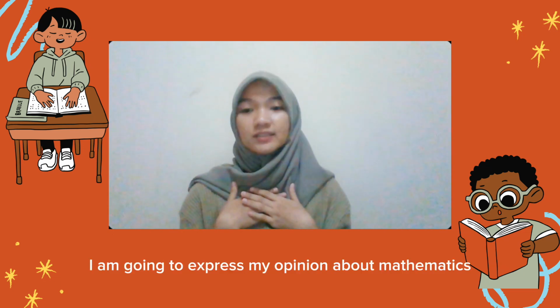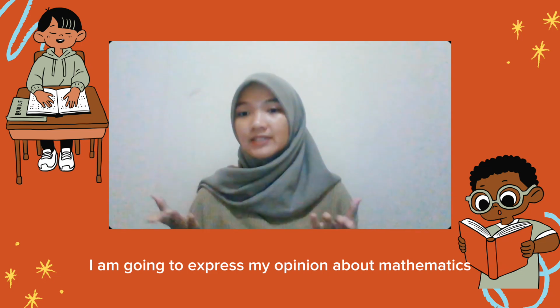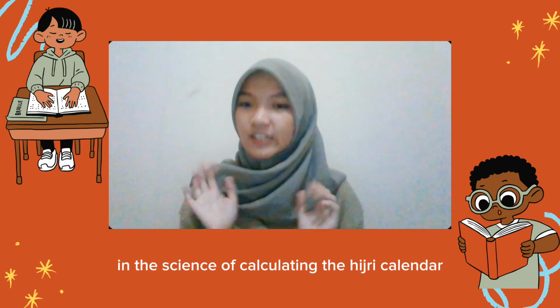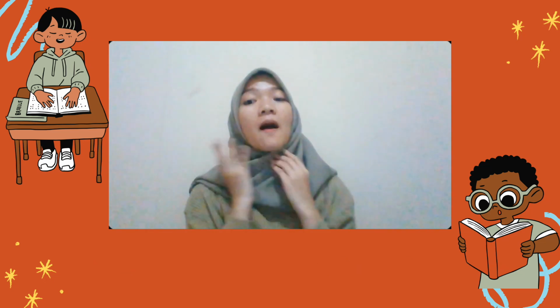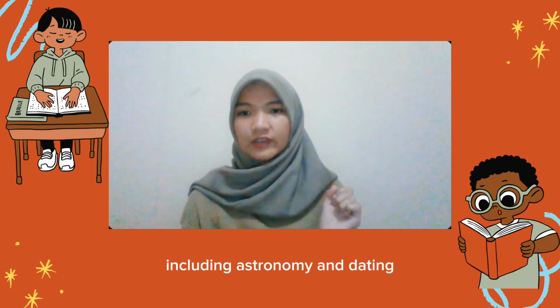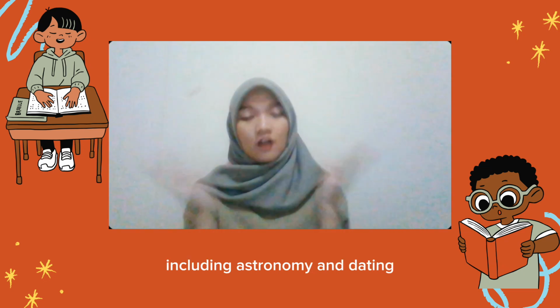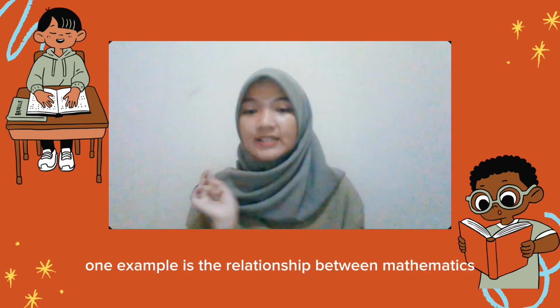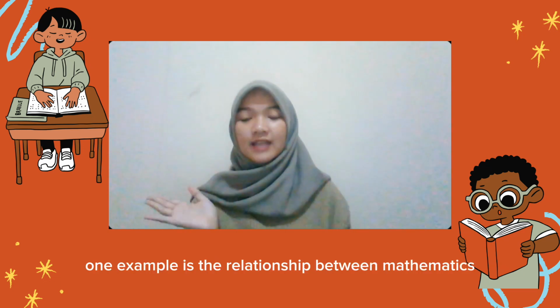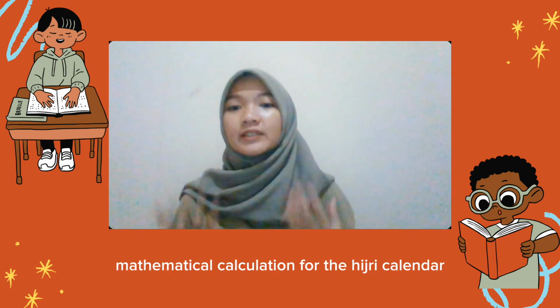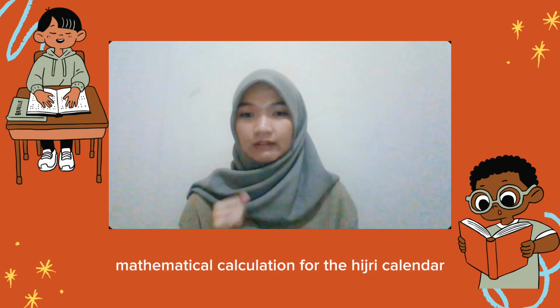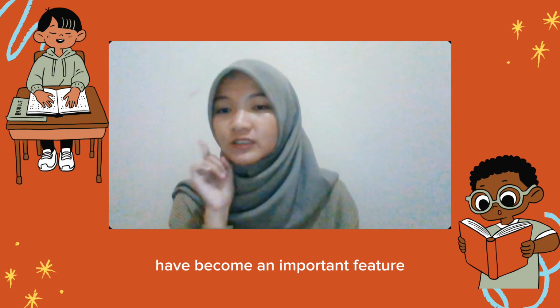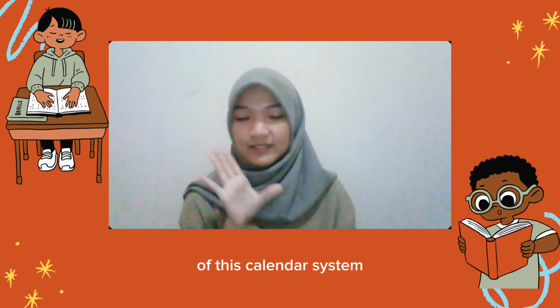I am going to express my opinion about mathematics in the science of calculating the Hijri calendar. Many aspects of human life, including astronomy and dating, rely heavily on mathematics. One example is the relationship between mathematics and the Hijri calendar. Mathematical calculations for the Hijri calendar have become an important feature of this calendar system.